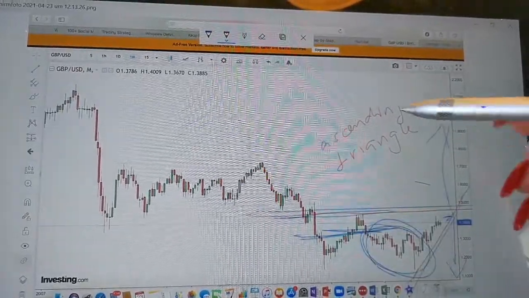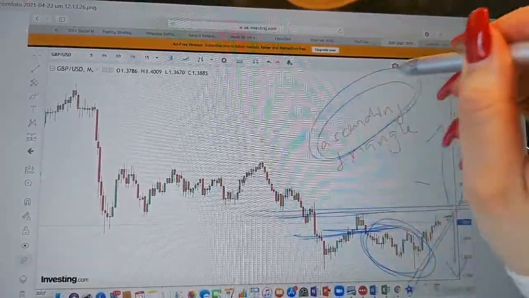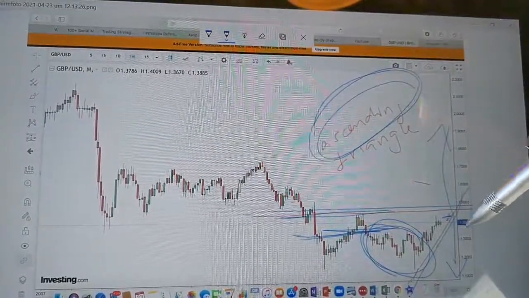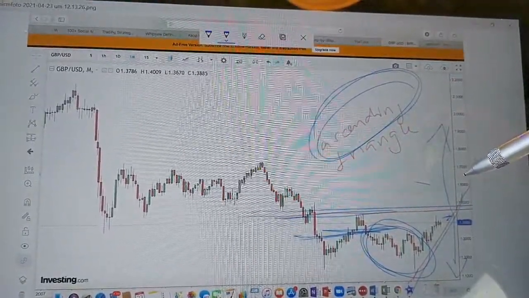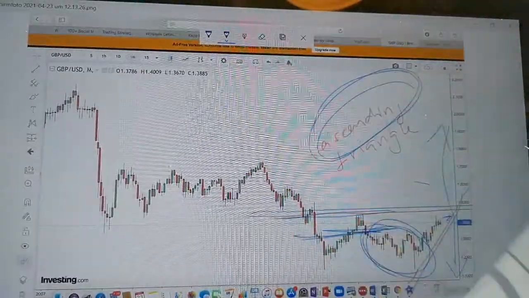As I said, it's an ascending triangle. An ascending triangle means that we do expect a breakout to this side. Yeah, that's the monthly analysis.